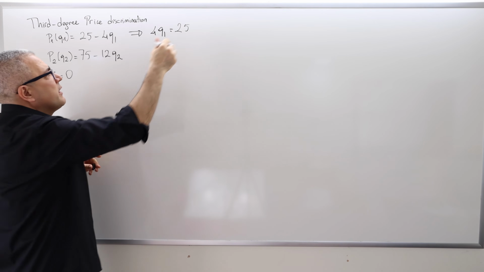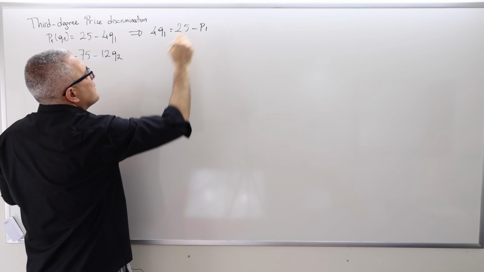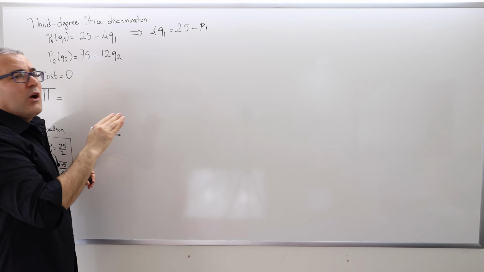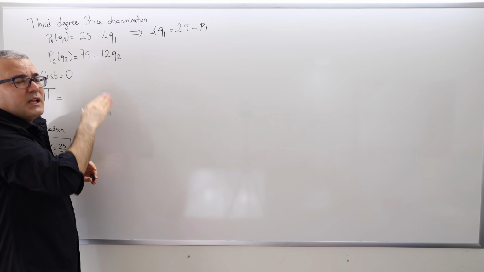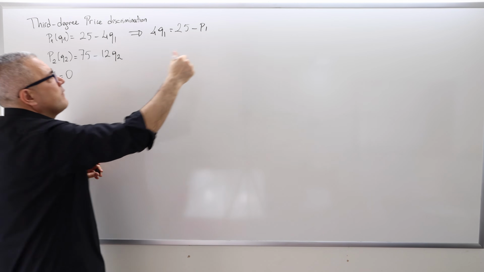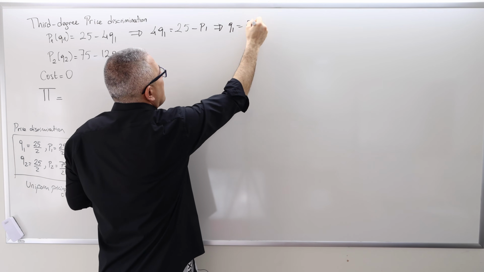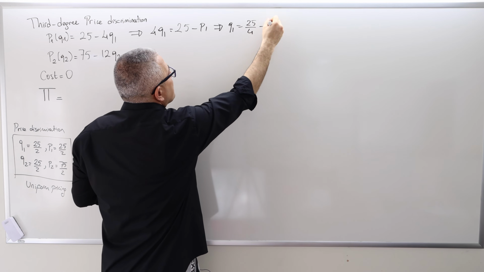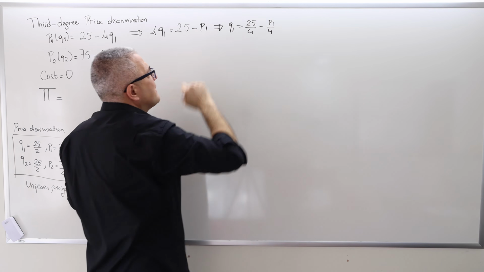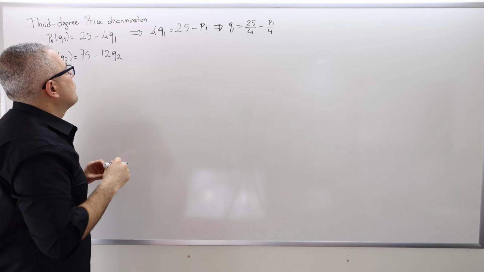25 stays where it was. So this is 25 minus P1. I always want to leave Q's alone. So divide both sides by 4. So what I'm going to get is Q1 equals 25 divided by 4 minus P1 divided by 4. So that's the quantity demand for group 1.